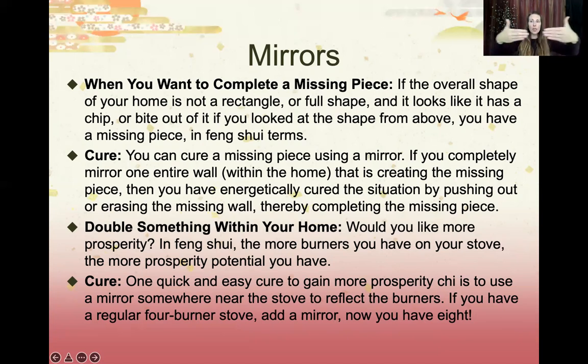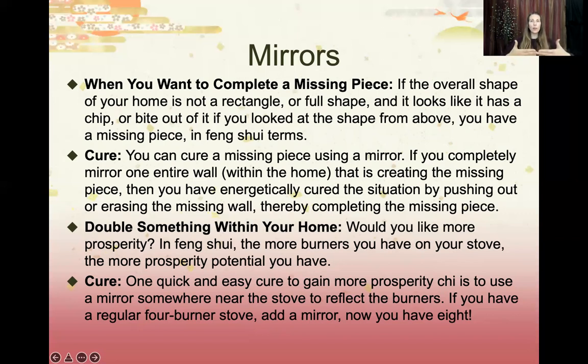So if we put a mirror above the stove, so you have your burners and then a mirror here, that's reflecting back. So if you have 4 burners, you now have 8. One quick and easy cure to gain more prosperity chi is to use the mirror somewhere near the stove to reflect the burners. If you have a regular 4 burner, like we just said, now you have 8.